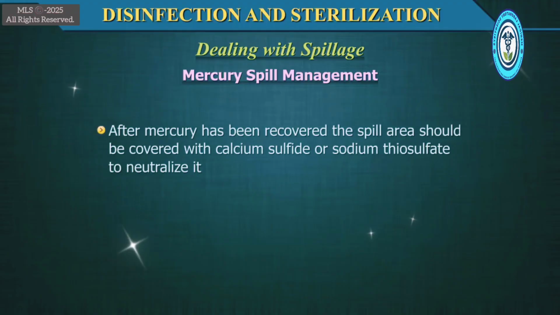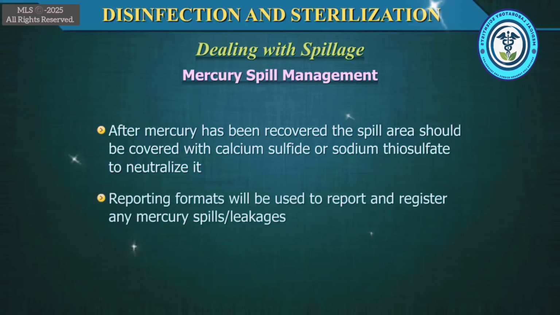After mercury has been recovered, the spill area should be covered with calcium sulfide or sodium thiosulfate to neutralize it. The reporting formats will be used to report and register any mercury spills or leakages.